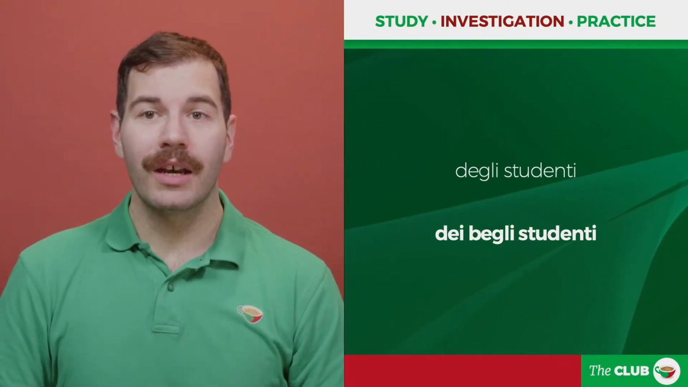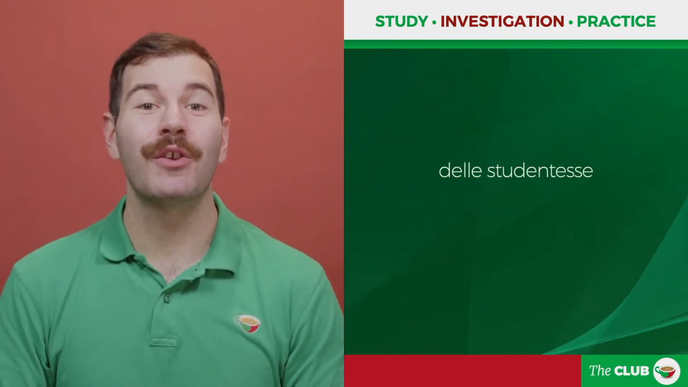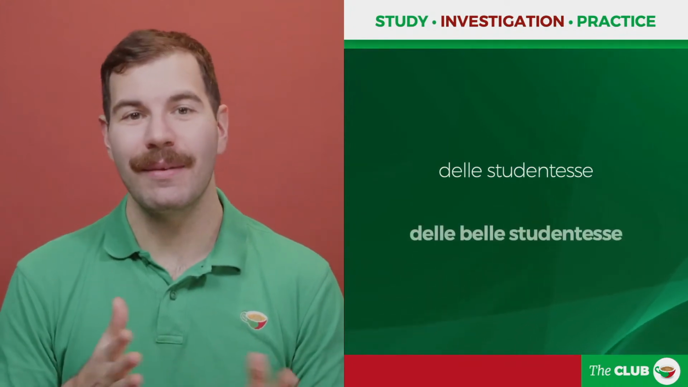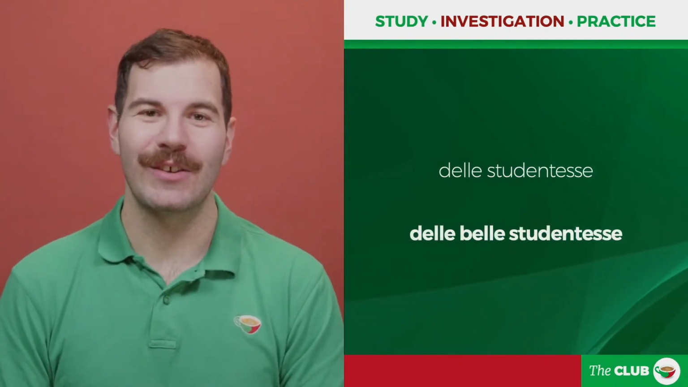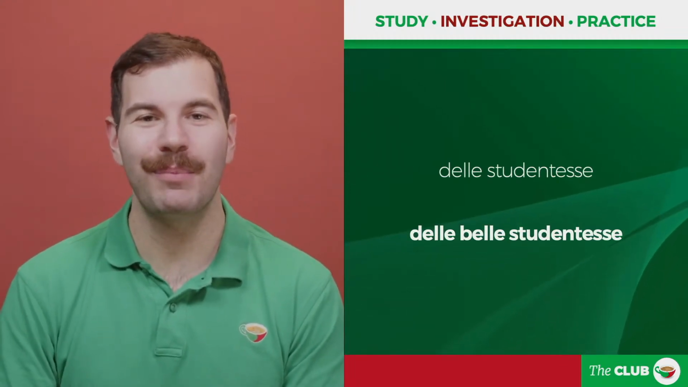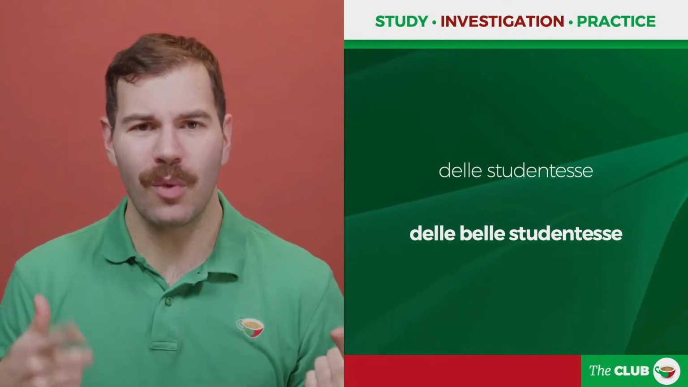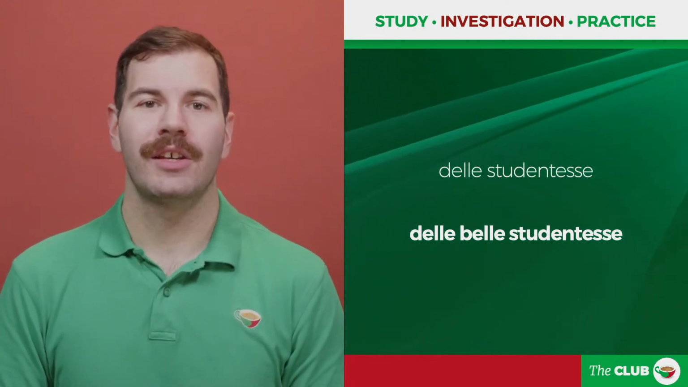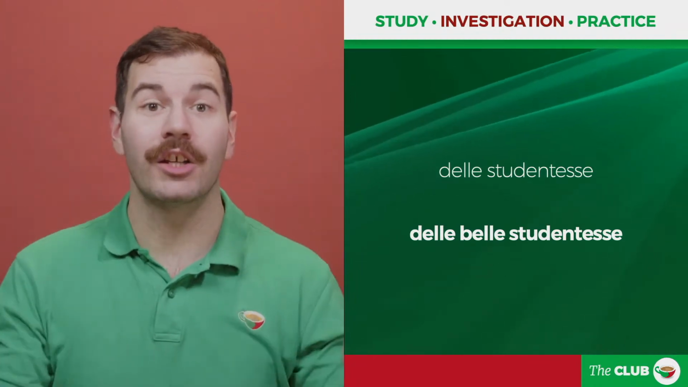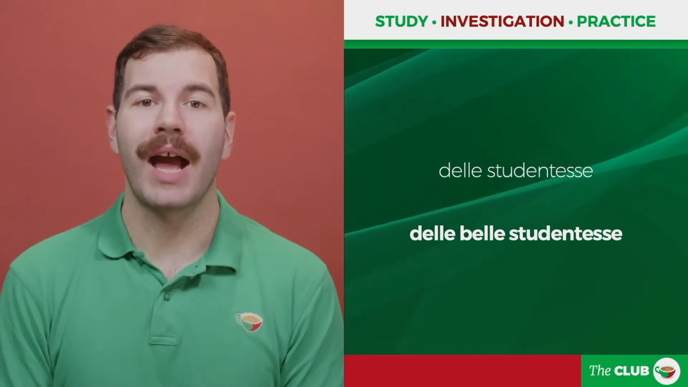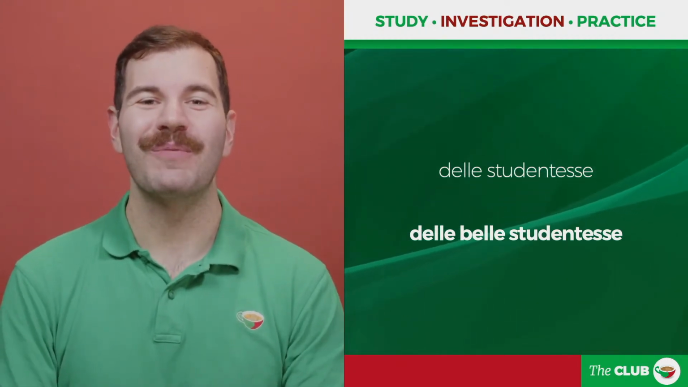What about delle studentesse? And we want to say some beautiful female students. We would say delle belle studentesse, using belle because studentesse is a feminine plural noun. So when you want to choose the right form of bello, we suggest you think about the definite article you would use for those nouns, or you can memorize the rules we've mentioned before.